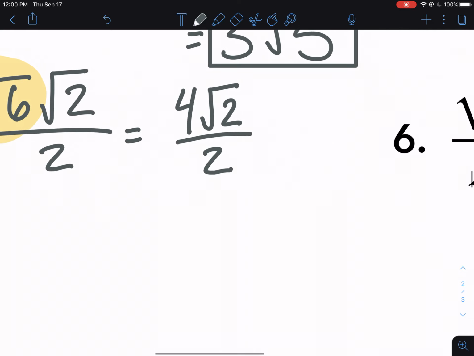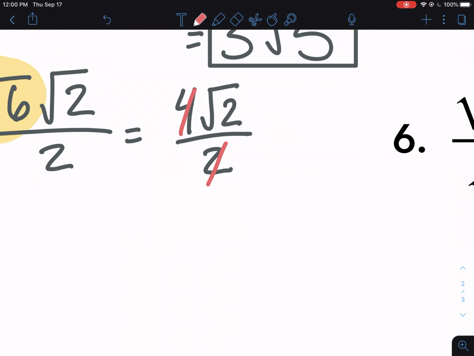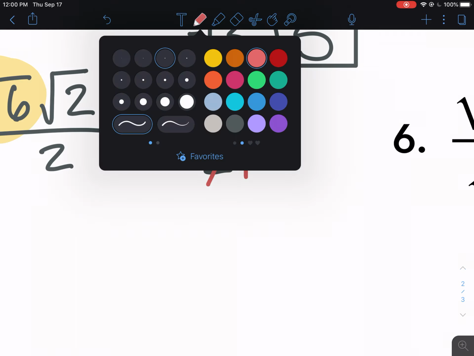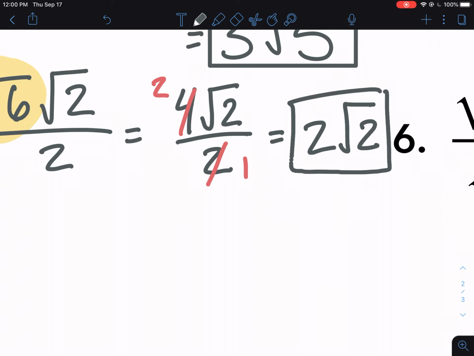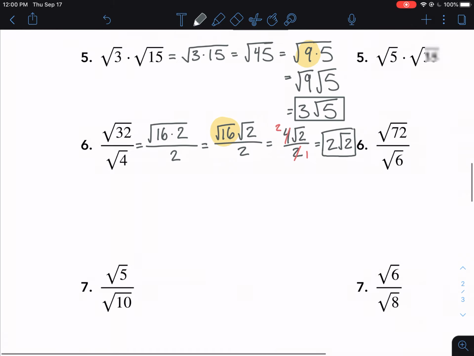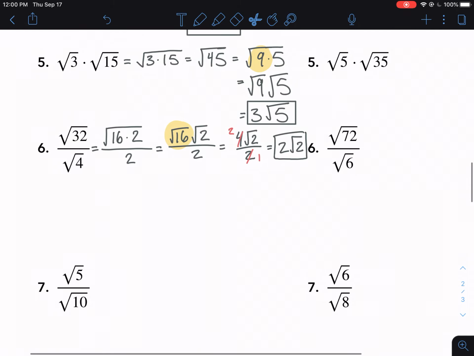Now we're almost done. Here, our 4 reduces with our 2 to get 2 over 1. So we have 2 times the square root of 2, which is the square root of 8. That's how the square root of 8 is simplified. Fun fact for you. Okay, now go ahead and do that second number 6. You want to figure out, is there a perfect square in here? Break it up and then see how your fraction works out.